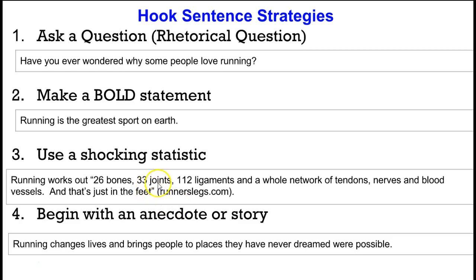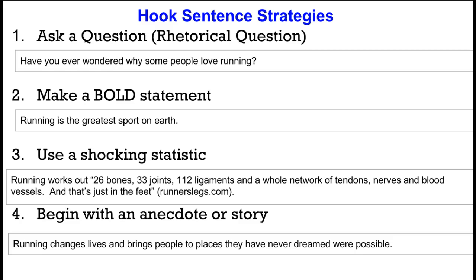Notice that after the quote, you know it's a direct quote because I've put quotes around it. It's not language I came up with myself. I put in parentheses where I got it from, runnerslegs.com, and then I put the period after the parentheses. That's just a reminder on how we do in-text citations. It's okay to use a direct quote in the hook sentence, although I do caution you, again, from using too many of them. Your introductory paragraph should likely be mostly your own thoughts and ideas.